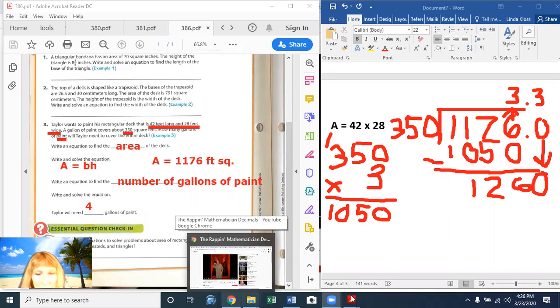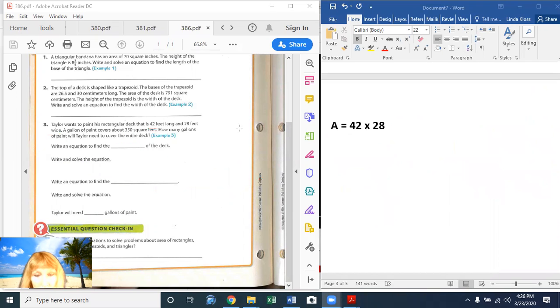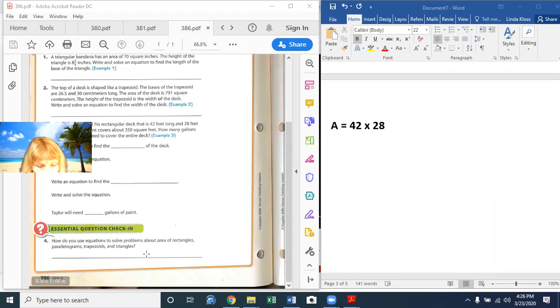Okay. All right, that was a rough one. All those questions. I'm going to clear this. So if you need to pause the video, go ahead. 1, 2, 3. Gone. The very last question, let's see what that one is. I'm going to move myself out of the way. How do you use equations to solve problems about area of rectangles, parallelograms, trapezoids, and triangles? How do you do it?